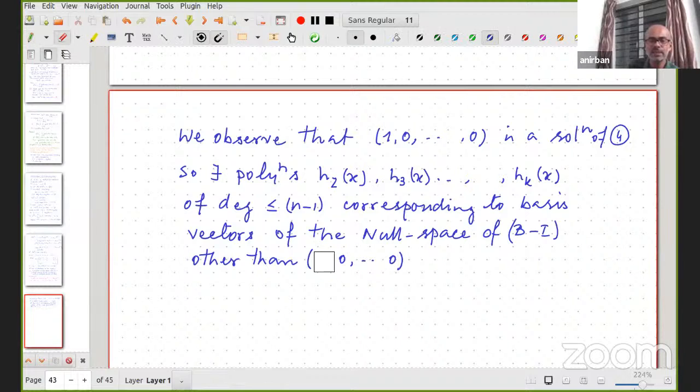So we are interested in the other ones, because the first one, this 1 0 0 0, gives rise to the polynomial 1. So h1, the first polynomial we get, is just 1. So that doesn't help us. Even though it satisfies everything, it's not an f-reducing polynomial.